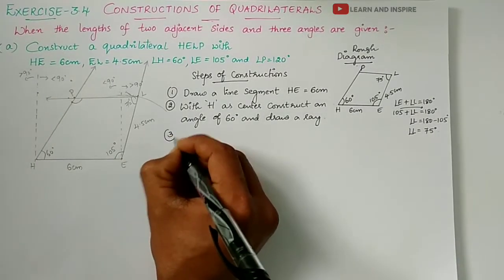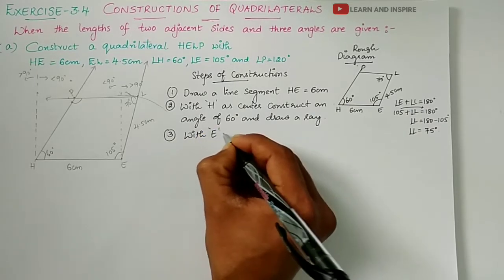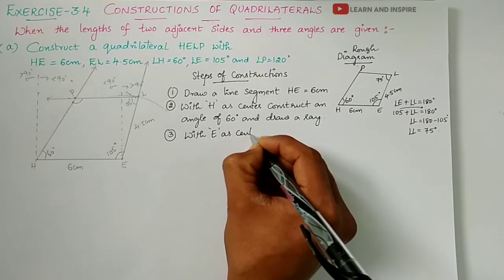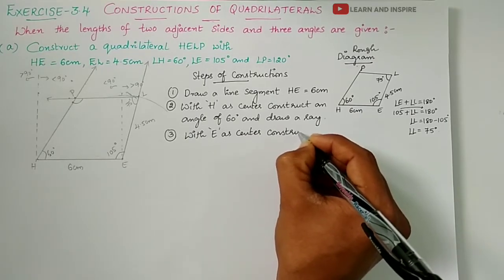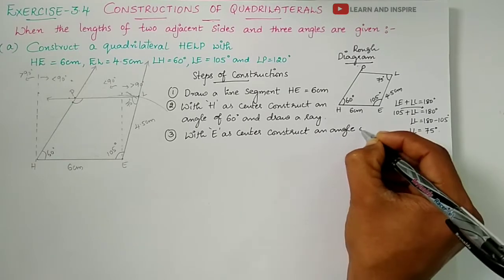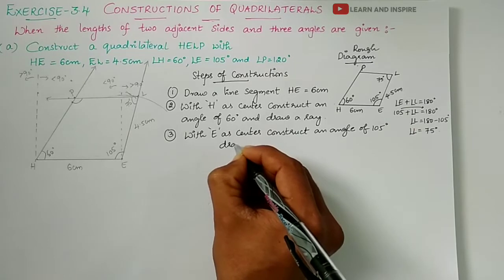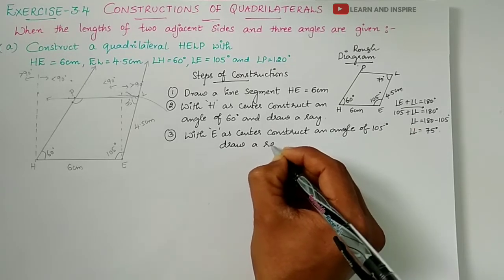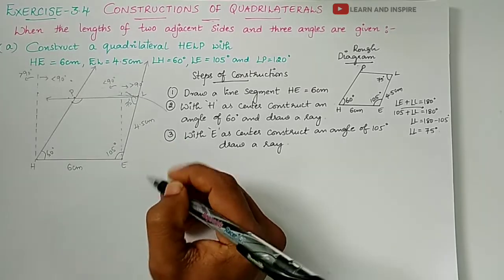Step 3. With E as center, construct an angle of 105 degrees. Draw a ray. Okay, so with E as center, construct an angle of 105 degrees.